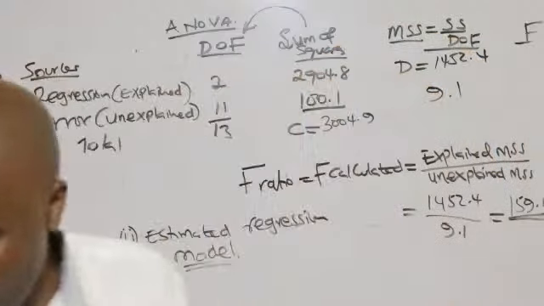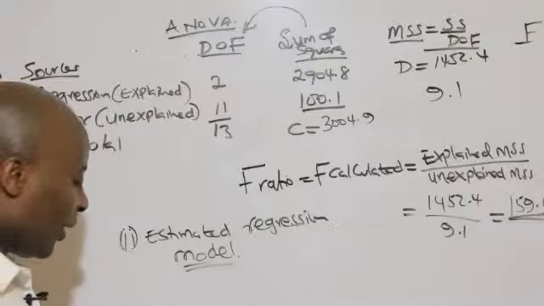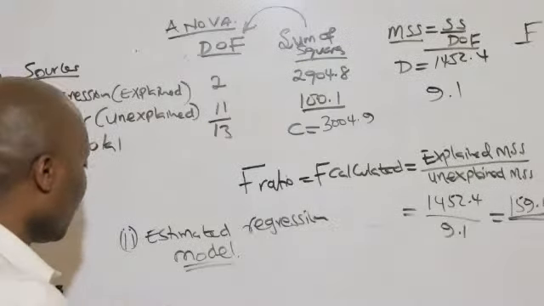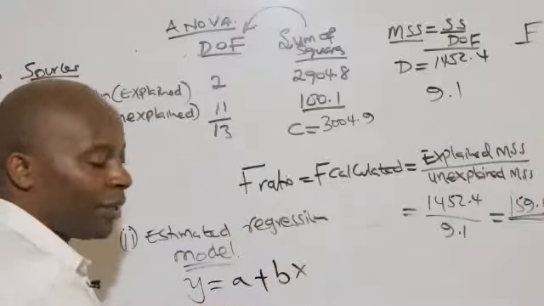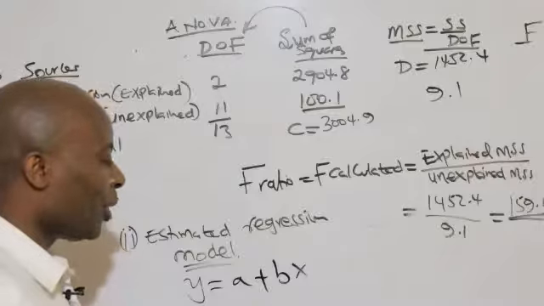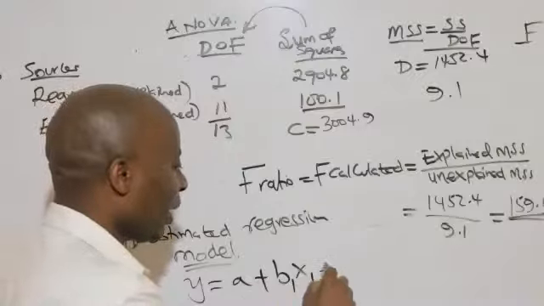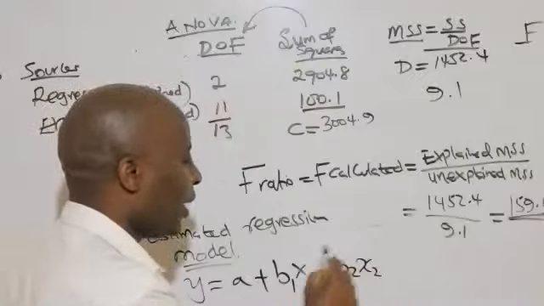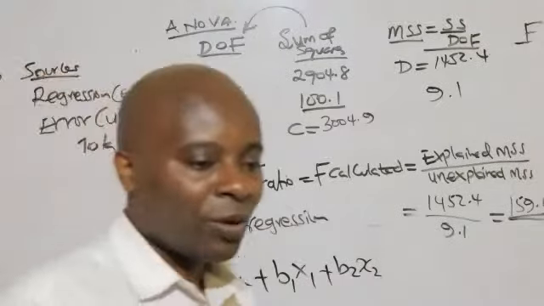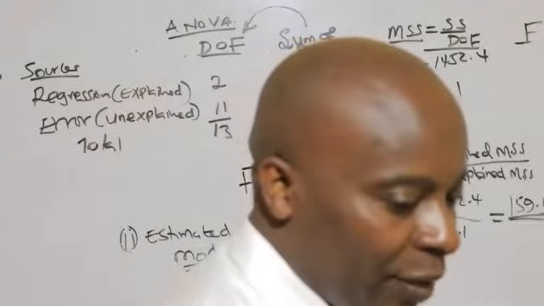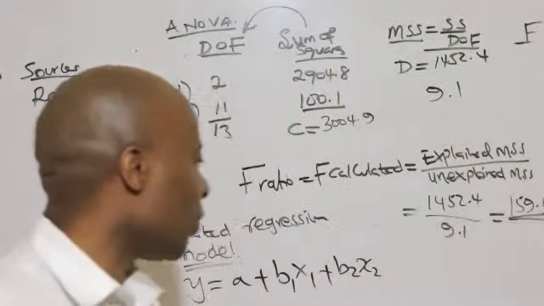Generally, this is how regressions look. Our regression models normally look like this: y equals a plus bx. But because this is a multiple regression model, it will be y equals a plus b1 x1 plus b2 x2, because we have two predictor variables, x1 and x2.